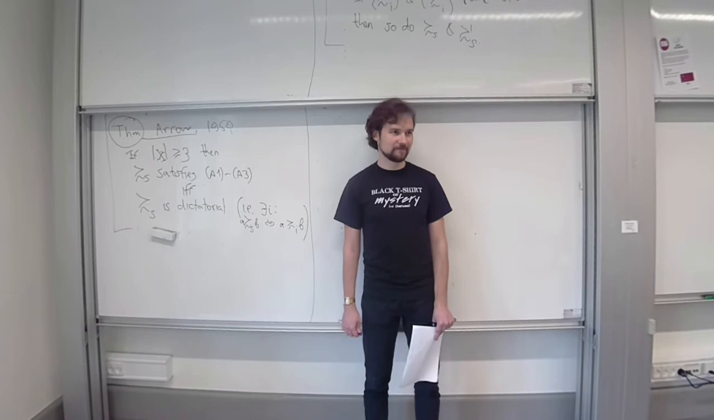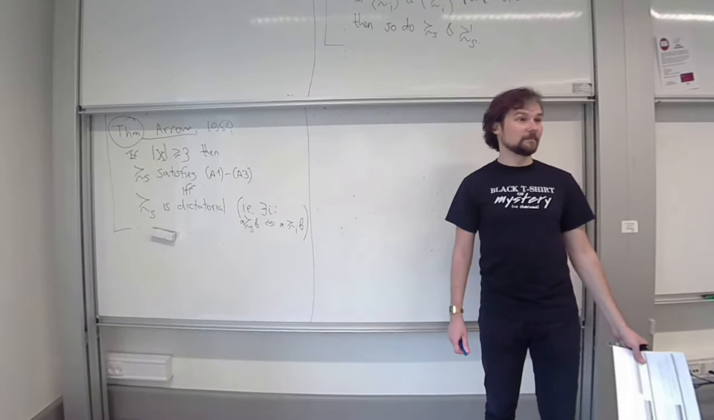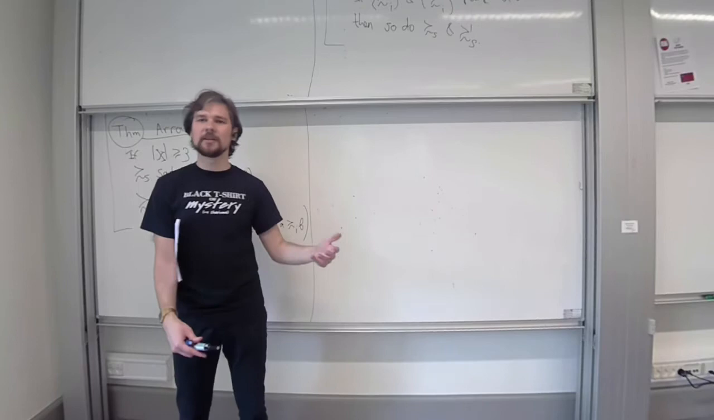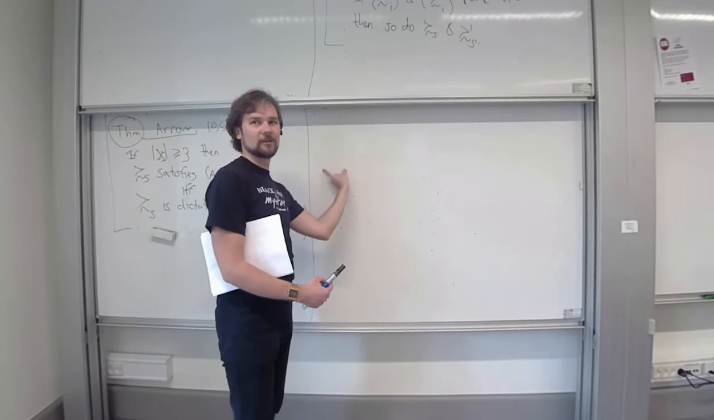I will not give you these proofs in here, but you can access the paper itself. As I said, it's just 5 pages. It's very readable, unlike Arrow's thesis. The logic that these proofs follow is taking different profiles of individual preferences and then just changing them a little bit.